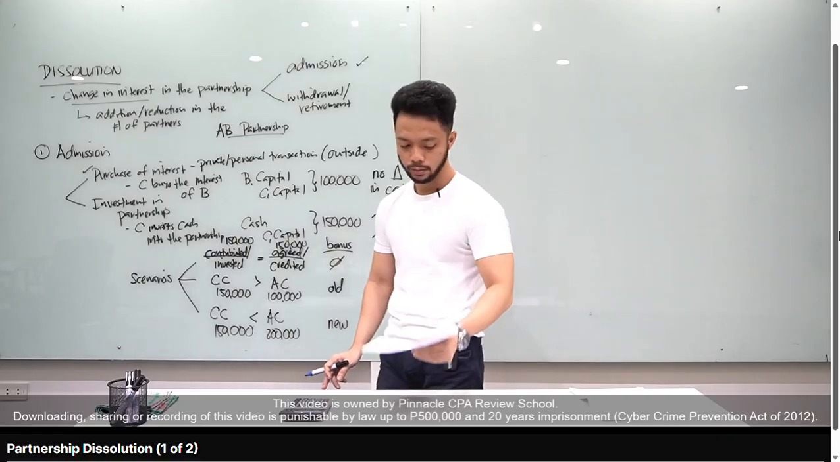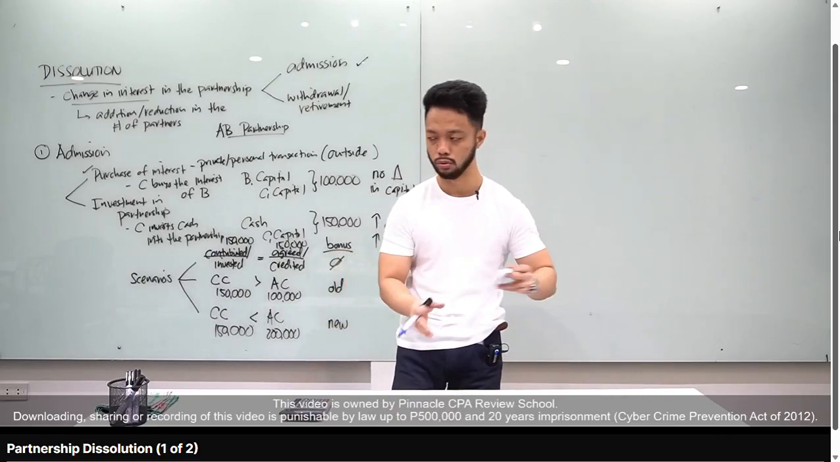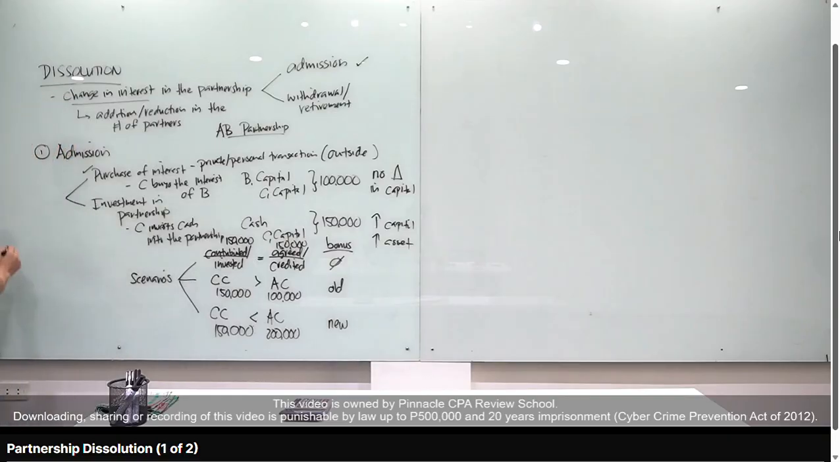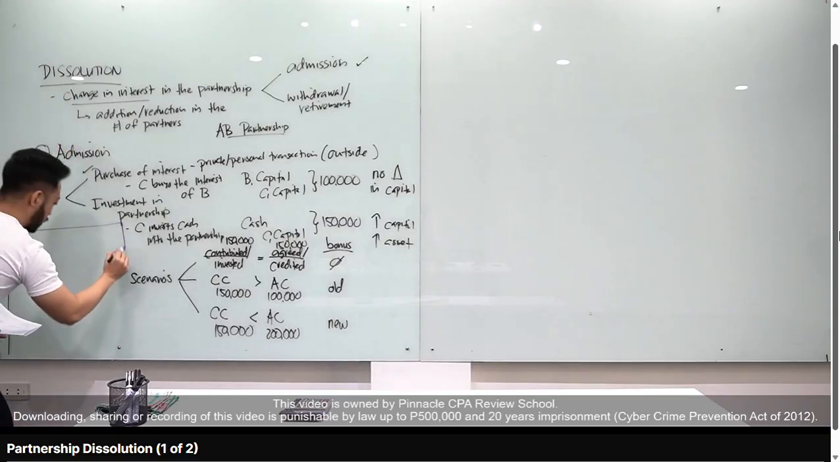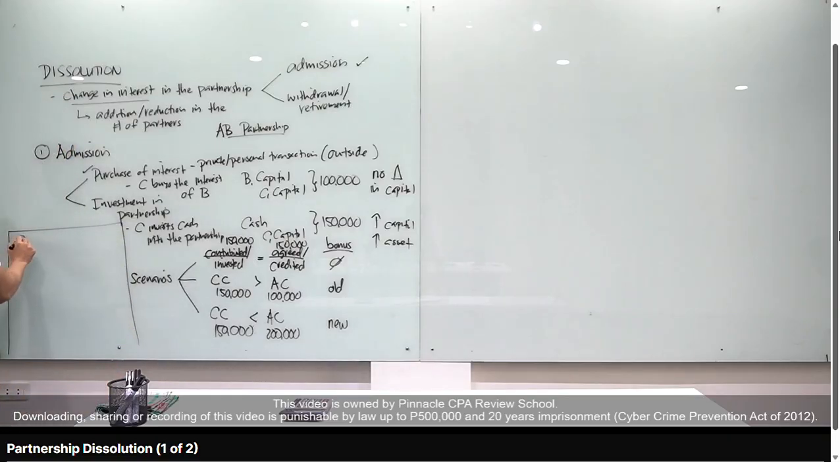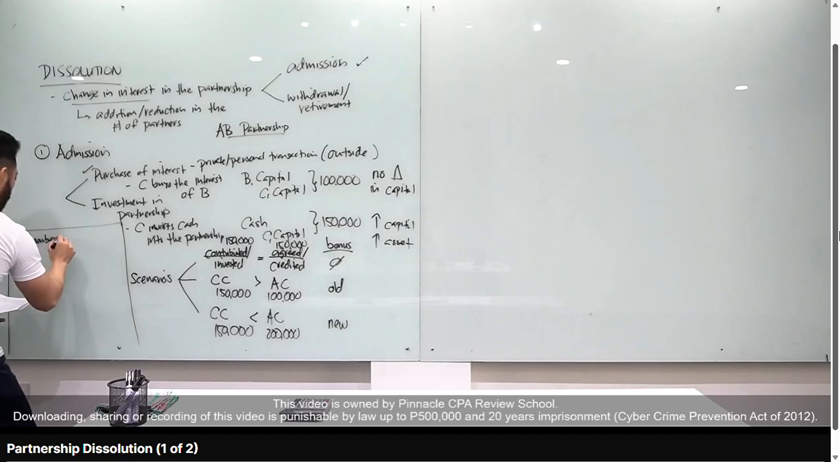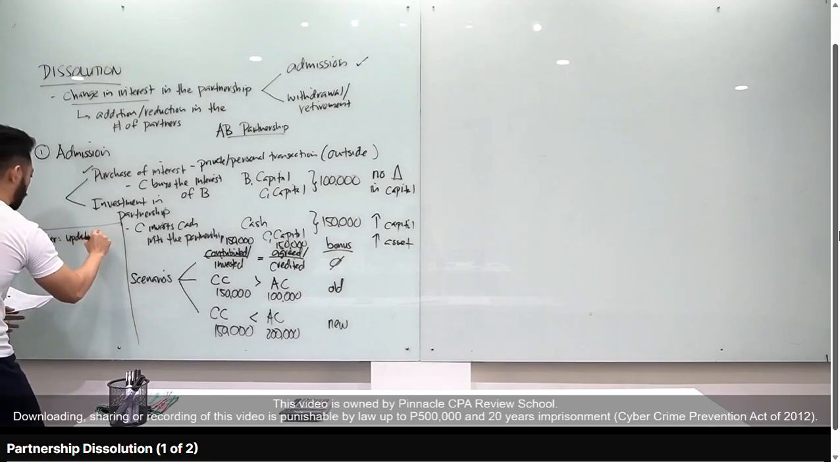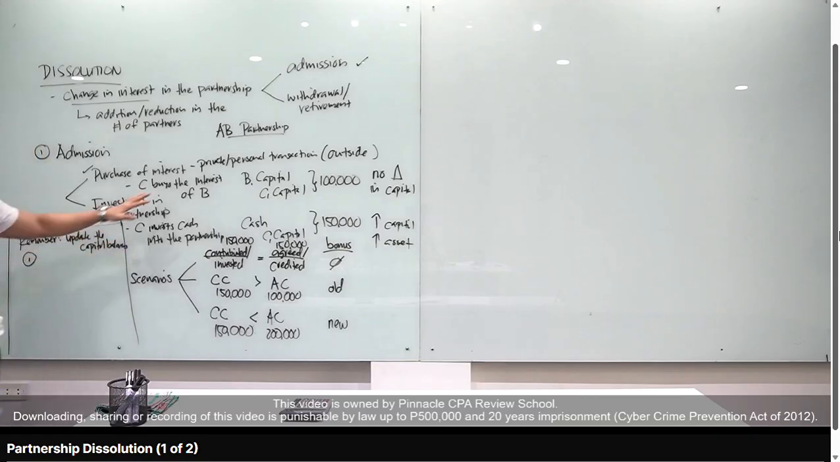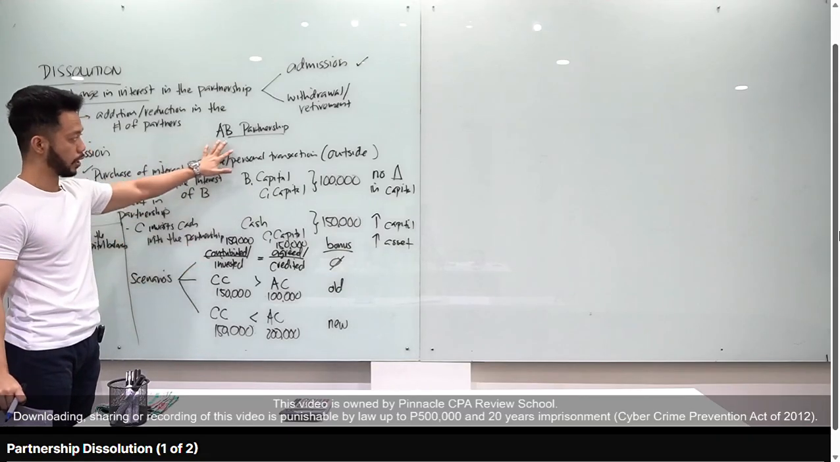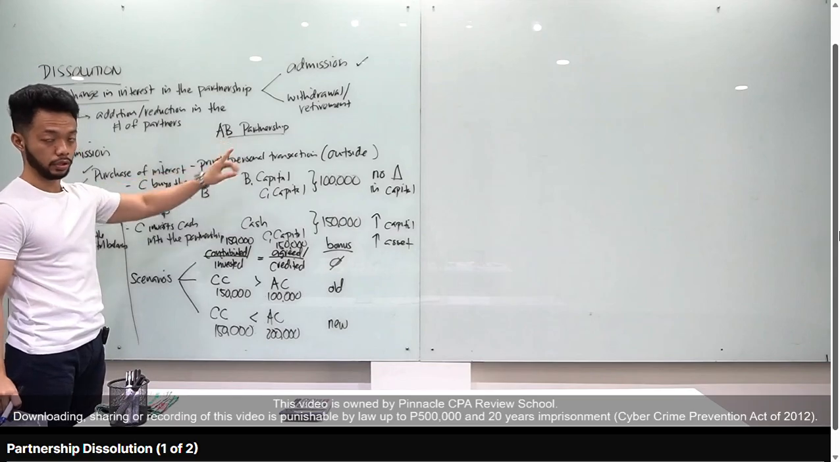Okay. Two items that you have to remember, class, whenever there is a dissolution. Okay. So, remember this, very important. I'll put it here so you won't forget. Right? Okay. So, remember, whenever there is a dissolution, always update the capital balances. Update the capital balances of the partners. So, in our earlier illustration, before you admit C, first update the capital balances of partners A and B. That is what you always do first.